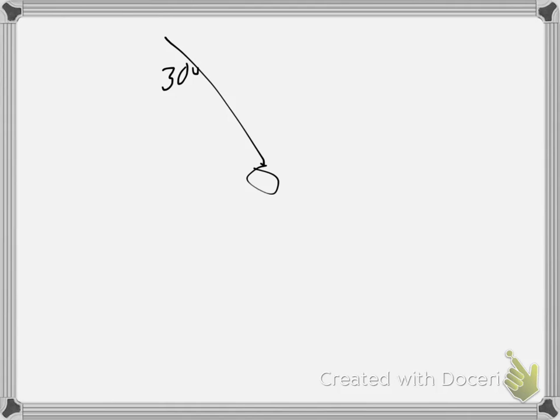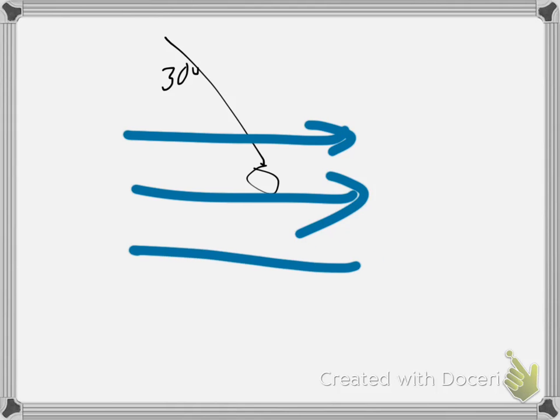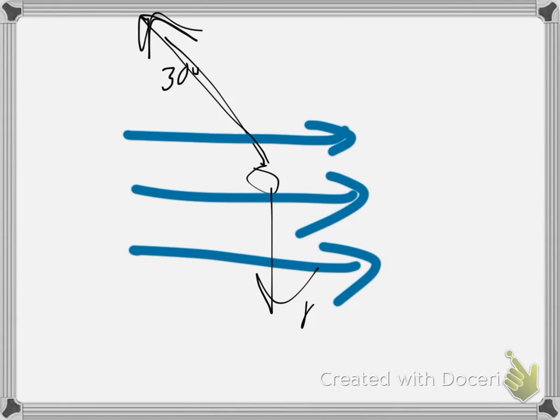You can assume that the electric field is going across this way. Let me actually change the color of this way. And the first step is going to be to draw a free body diagram on this ball. So we have tension going up here at the 30-degree angle. We have gravity going down.